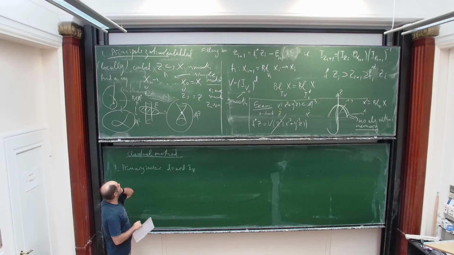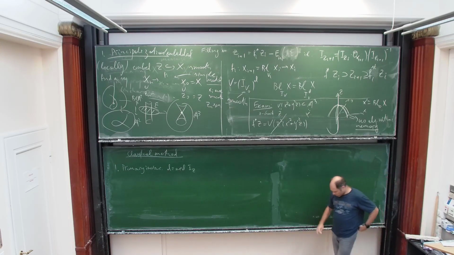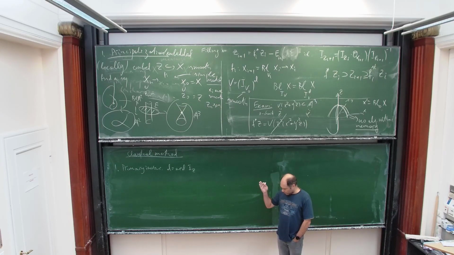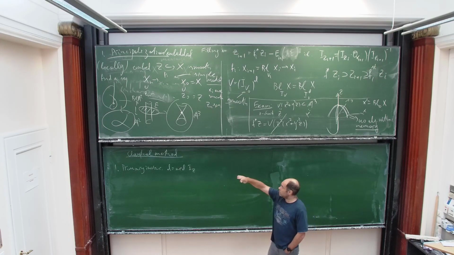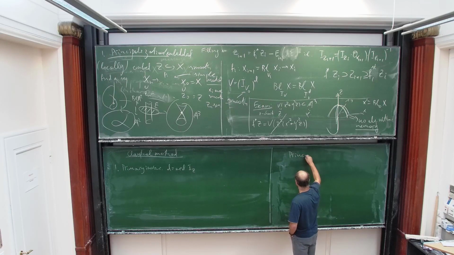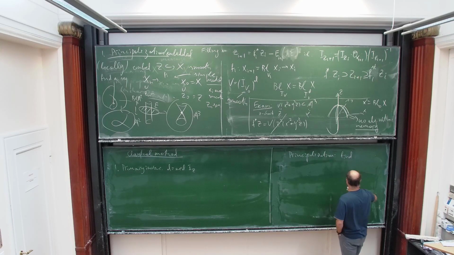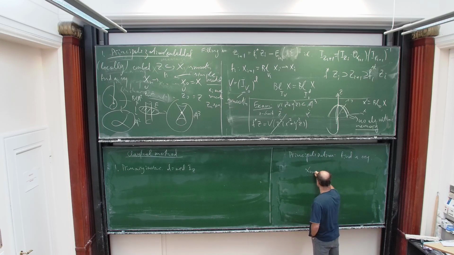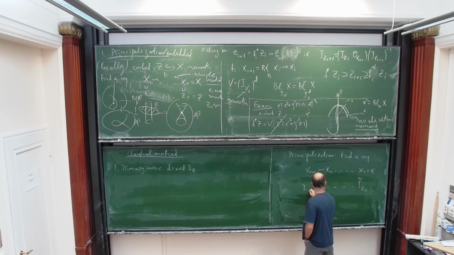I apologize. I forgot to mention one important thing, really before we go further. So I said that it's enough, instead of resolution, to switch to embedded resolution. But honestly, one switches to the further question of principalization, which says: find a sequence X_{n+1}, ..., X_0 and I_{Z_0} and so on, so that the last I_{Z_{n+1}} is just trivial.